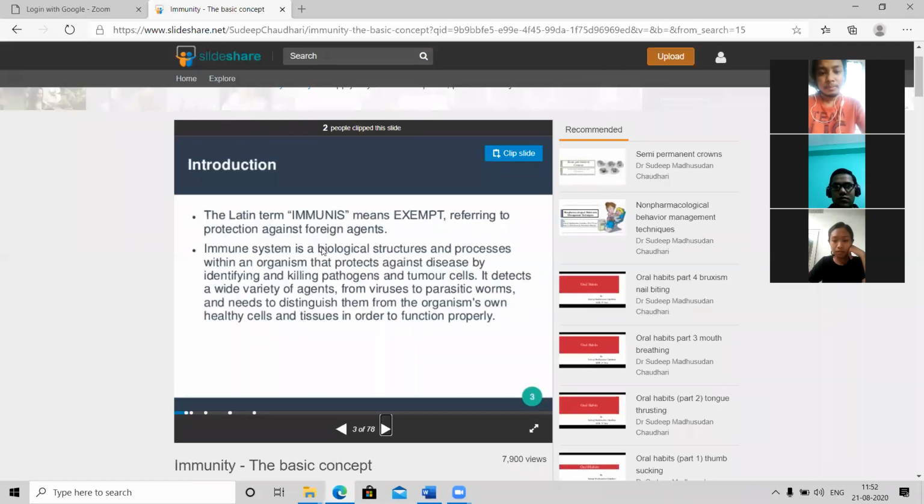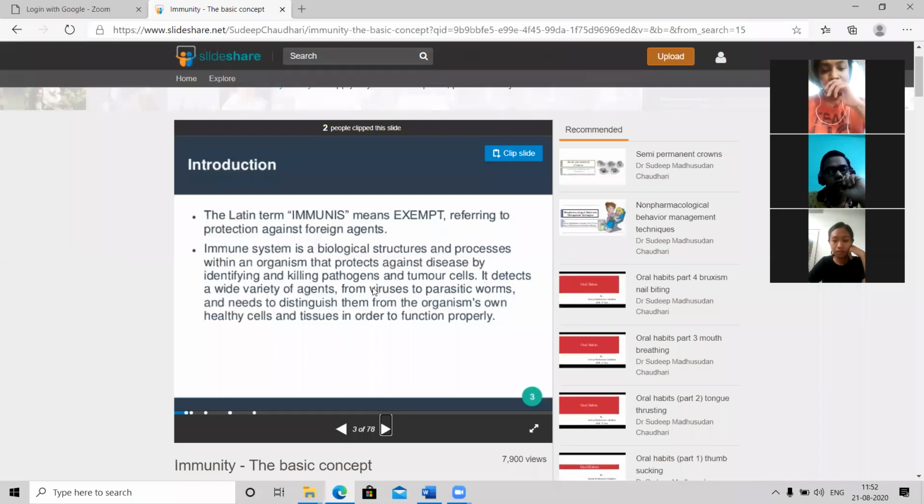And this immunity is altogether a whole system. It is a system which includes some biological structures and processes, and those structures and processes are present inside the organism, protecting the organism against diseases. How do they protect the organism? By identifying and killing the pathogens. The whole system is known as the immune system, and that resistance is fighting against the antigen: immunity.